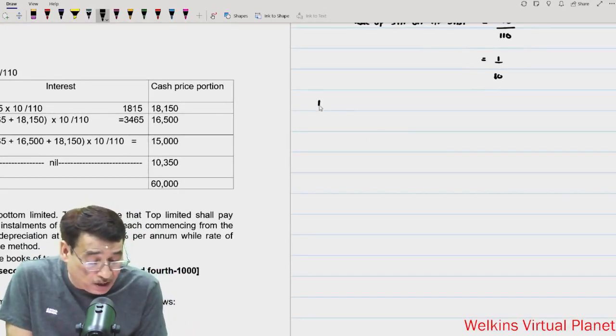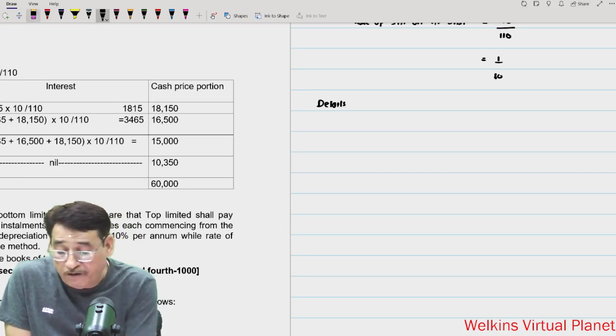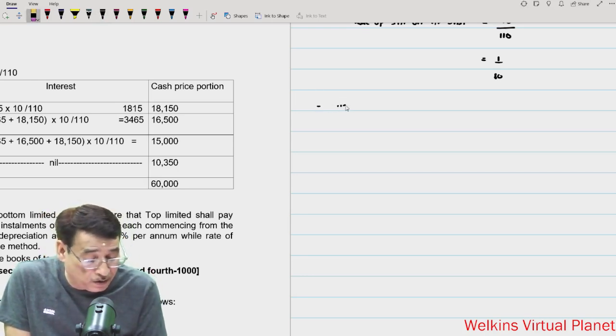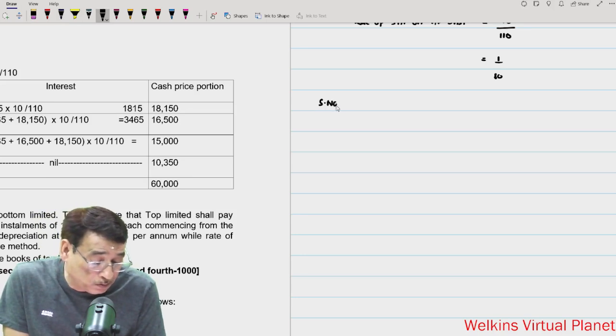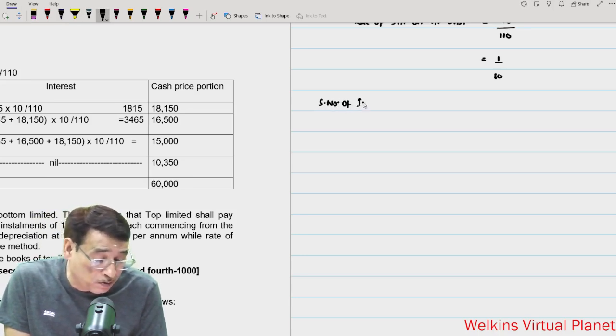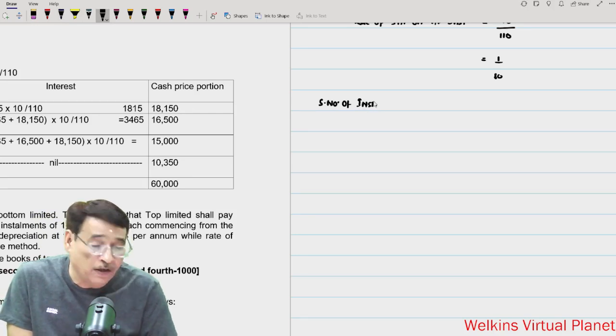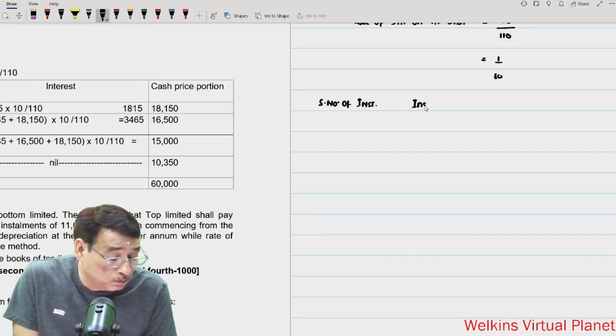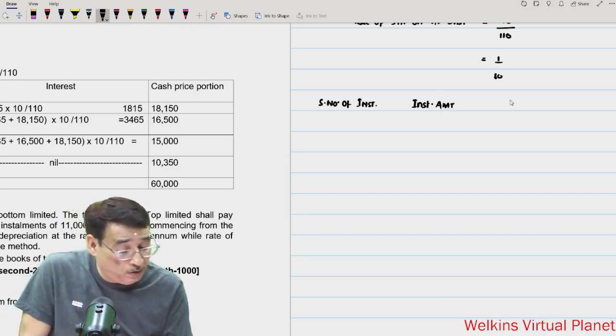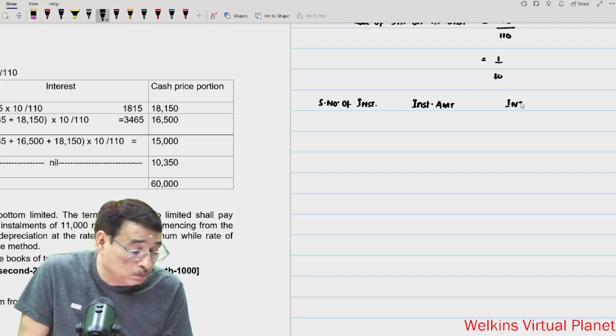After this, then you write here details. In fact, instead of details, this time you better write serial number of installment, correct? Then you write here installment amount, then you write interest, and then you write cash price portion.